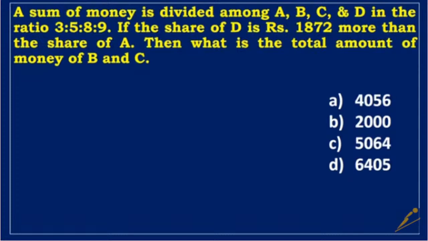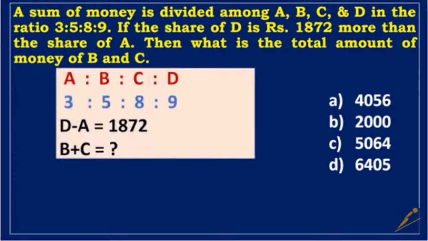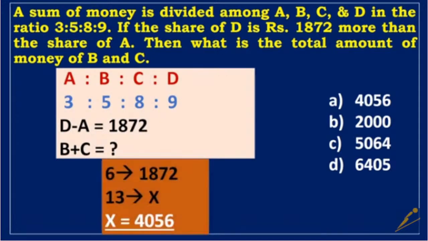Example 2. A sum of money is divided among A, B, C, and D in the ratio 3:5:8:9. If the share of D is rupees 1872 more than the share of A, then what is the total amount of money of B and C? The difference between D and A is 6. The sum of B and C is 13. The value 6 is equal to 1872. Then the value 13 becomes 4056.